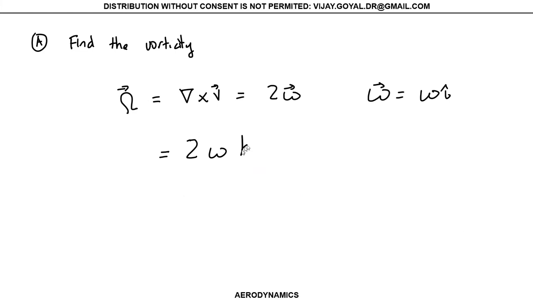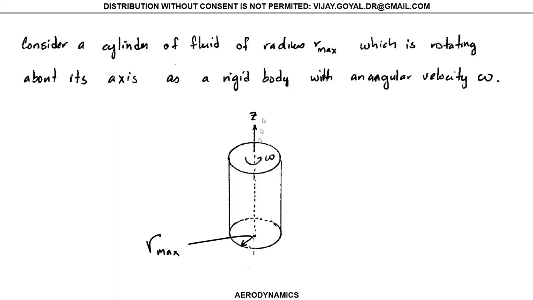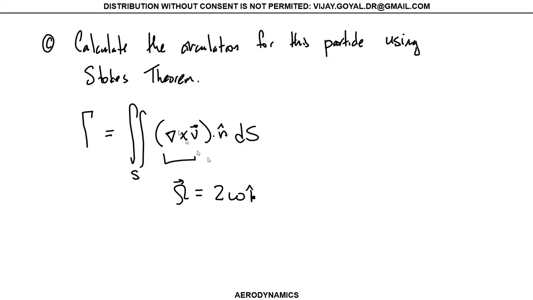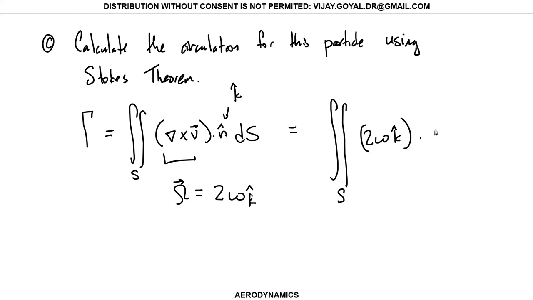This is k, this is omega k. Remember, you go to the problem, this is the z direction, so this is going in the k direction. So when I do this, my vector is omega k, but the normal vector is k as well. So I'm really taking the double integral over the surface of 2 times omega k dot k times ds.